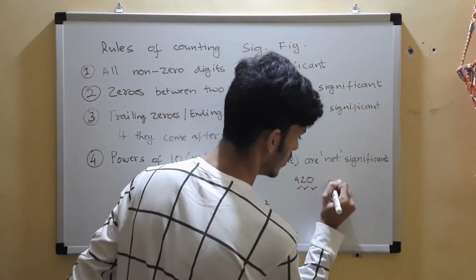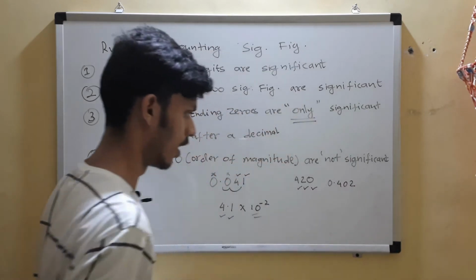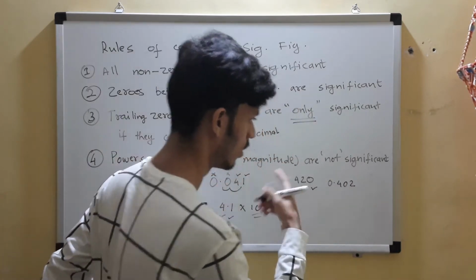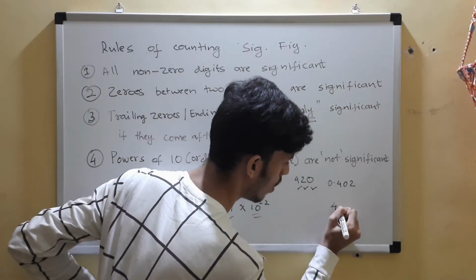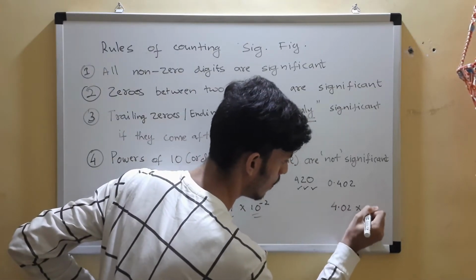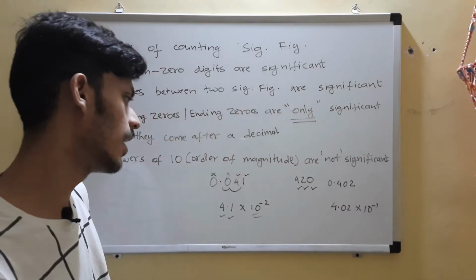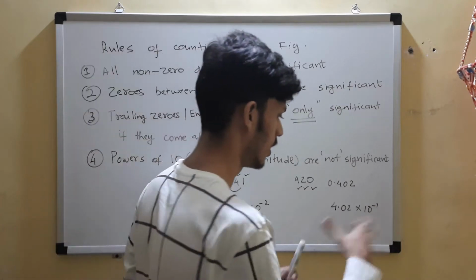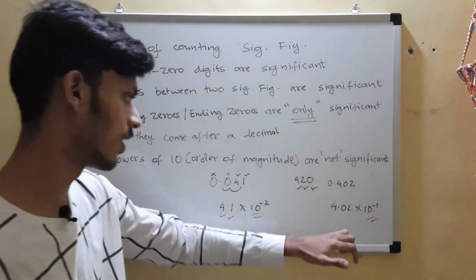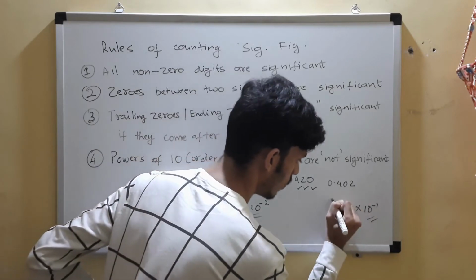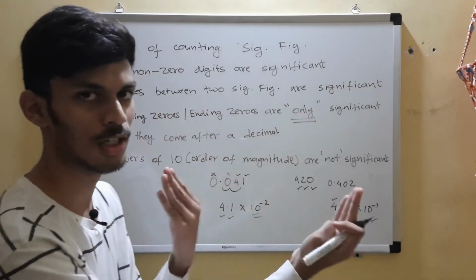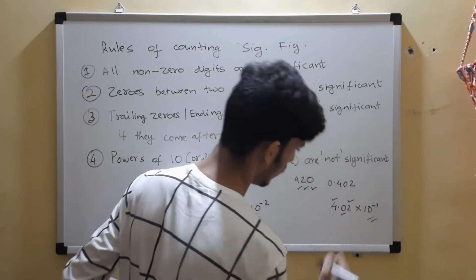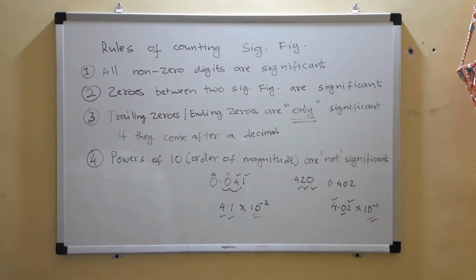What if you had 0.402? Now let's convert it to this form, 4.02 into 10 power minus 1. So I took it to the right. Don't move it one more. You can, whatever. So this power of 10 is insignificant. Now come back to this. 4 is significant, 2 is significant. This 0 is squeezed between 2 significant figures, so it is also significant. Okay. Now let's quickly go for rule number 5.